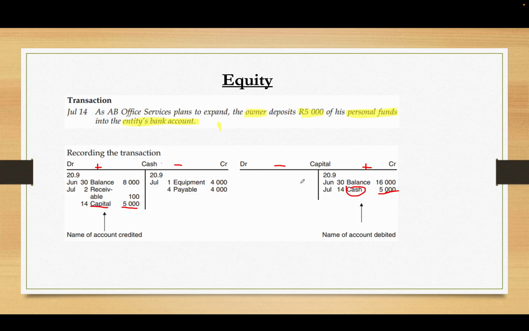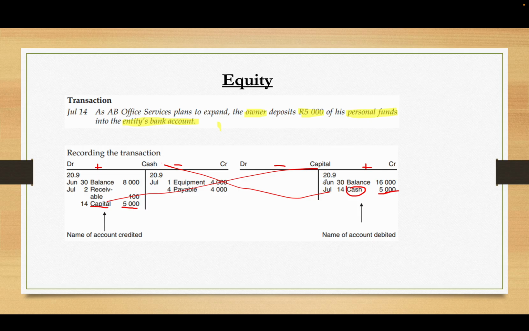Guys, please understand these contra accounts must be aligned with the ledger accounts. Bank, capital. The two accounts that it affects must correspond. You can see it's a cross match. It makes sense because the capital increased by 5,000. How did it increase by 5,000? With depositing 5,000 cash on the 14th of July, 2009. It must make sense, guys, your story.